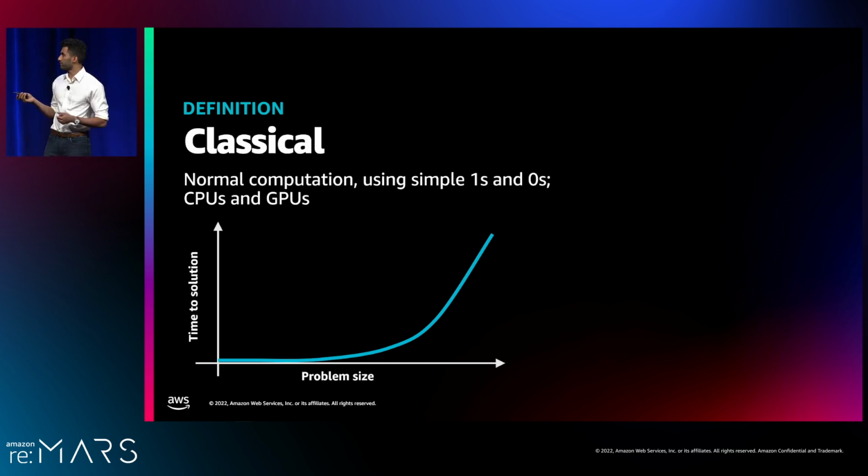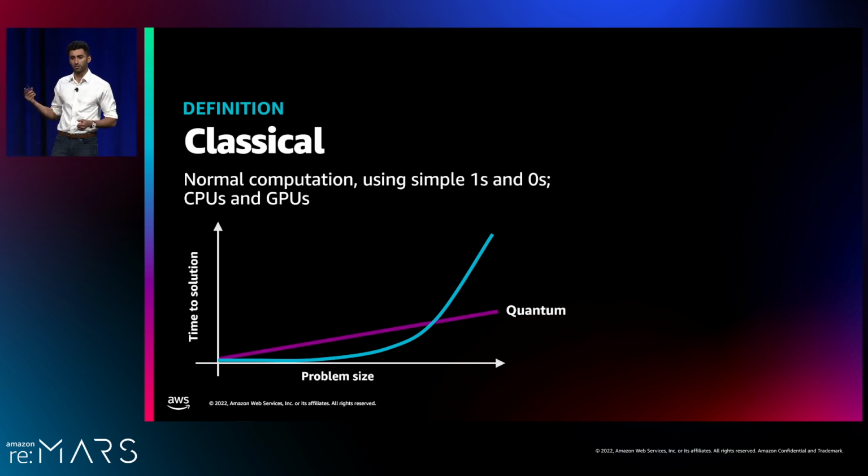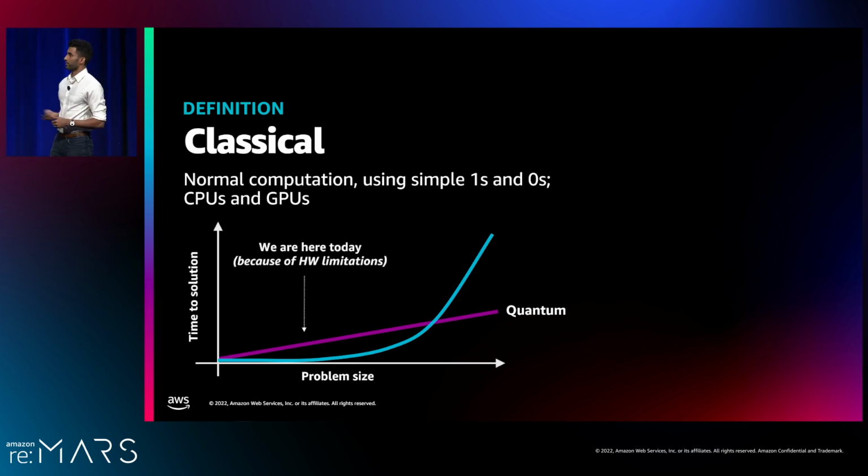They look like this, where on the y-axis we have time to solution, and on the x-axis we have problem size. And past a certain problem size, classical computers, they blow up. They may take years to solve that problem. And for these kinds of problems, we're looking to find quantum algorithms that don't blow up. We are right here in the industry.